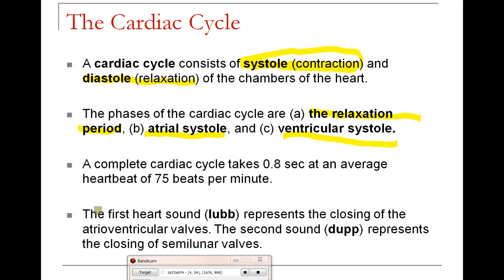Now, when you're listening to someone's heart, the first heart sound that you hear is the lub. You hear lub dub, lub dub, lub dub. The first heart sound, the lub, is when the AV valves close and the blood hits them. The second sound, the dub, is when the semilunar valves close and the blood hits them.